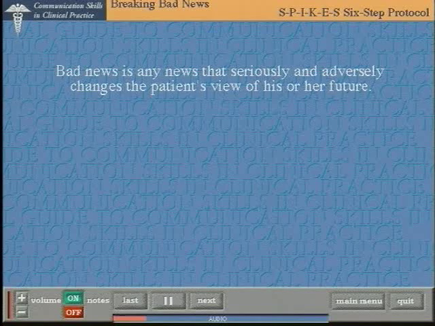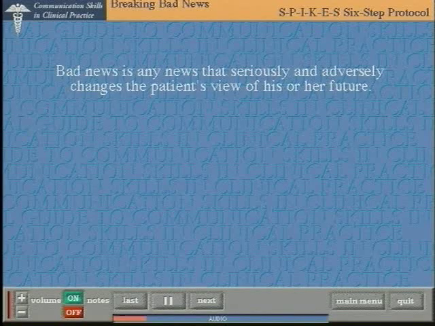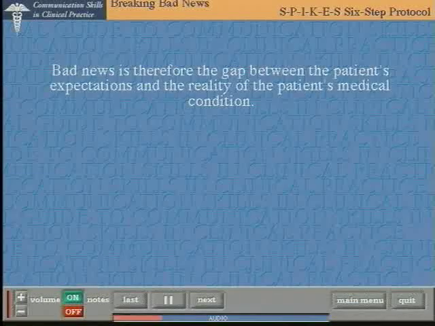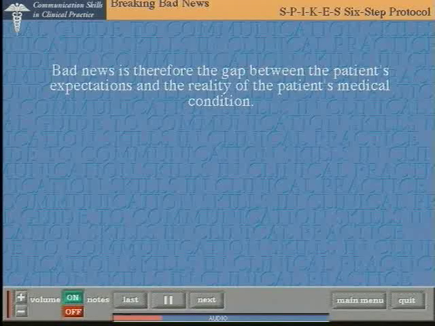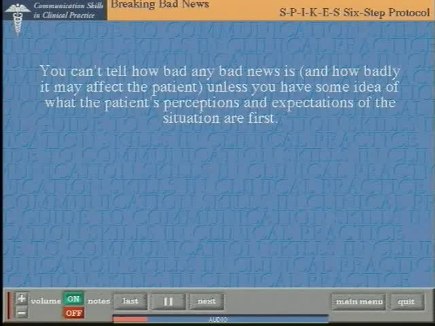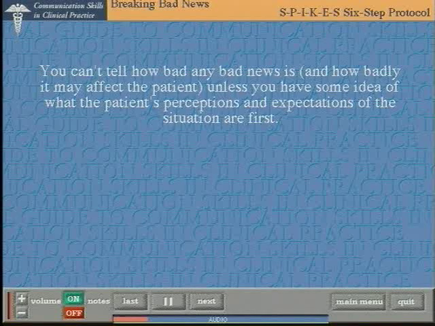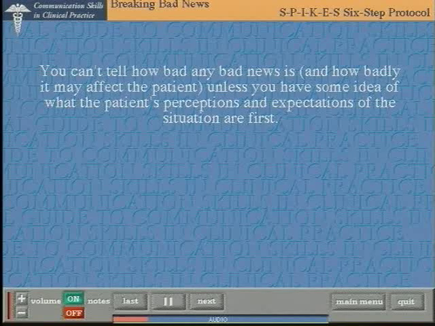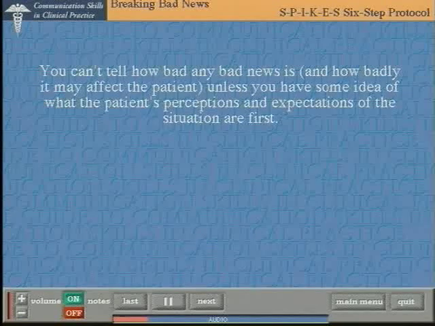Bad news can be defined as any news that seriously and adversely changes the patient's view of his or her future. In other words, bad news is the gap between the patient's expectations and the reality of the patient's medical condition. And that gives us a very important pointer. You can't tell how bad any bad news is and how badly it may affect the patient unless you have already got some idea of what the patient's perceptions and expectations of the situation are.